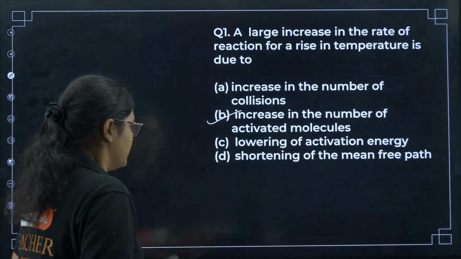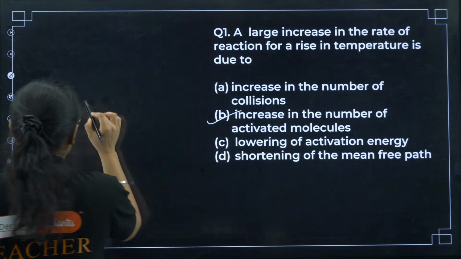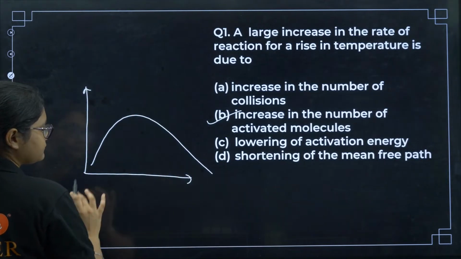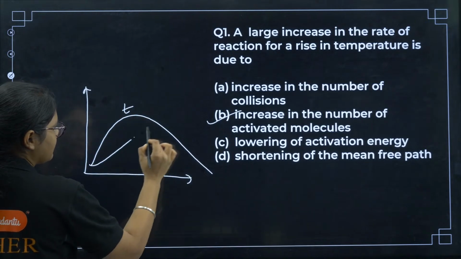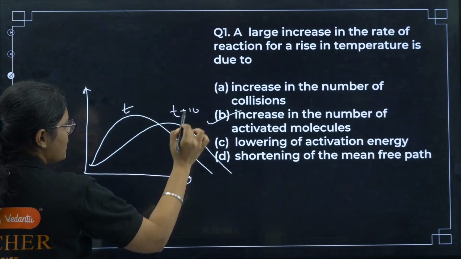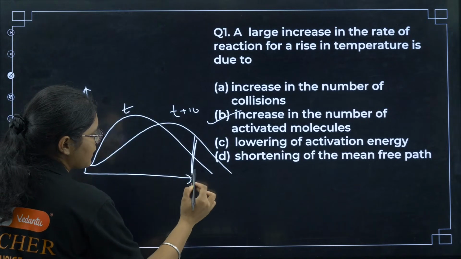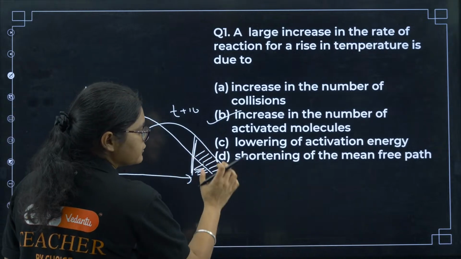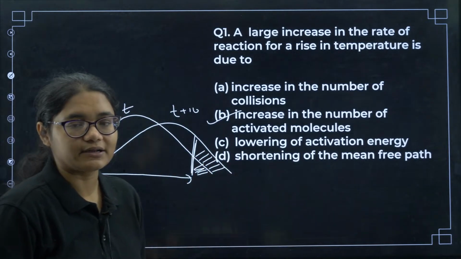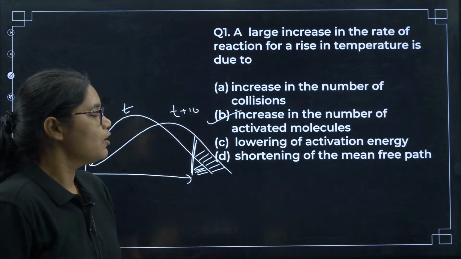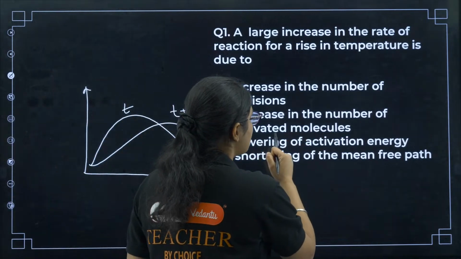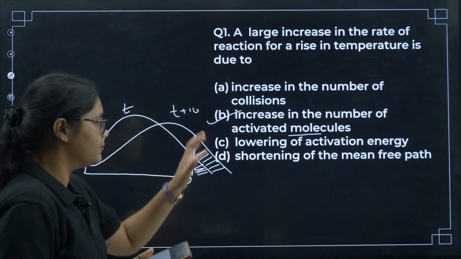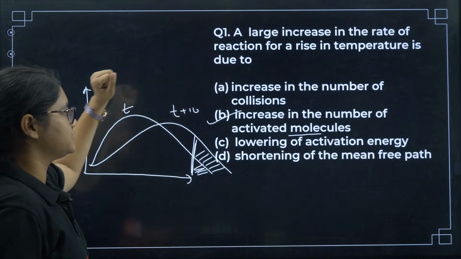Yes, so answer here is option number B. If you have seen this diagram, at temperature T plus 10, you can see the number of molecules having more than activation energy. So the number of molecules having energy more than the threshold energy or activation energy increases, or we can say that the number of activated molecules increases. That is why the rate of the reaction increases.